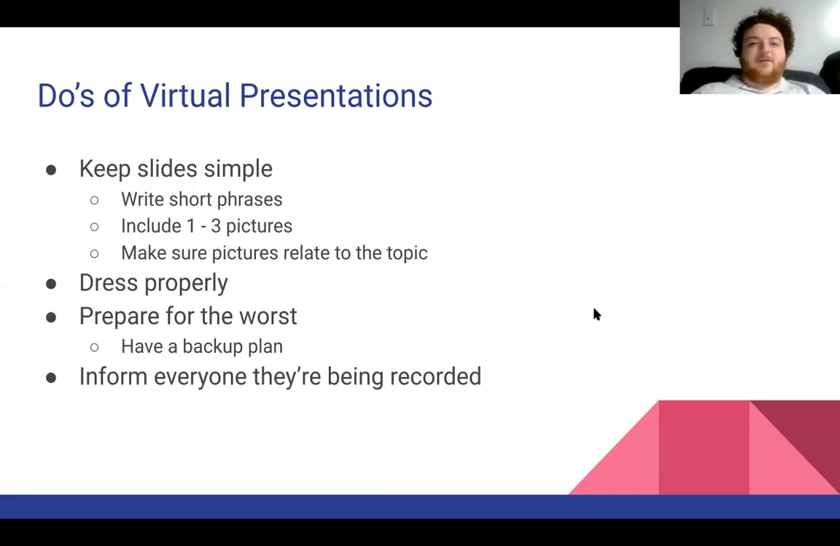And when preparing for a presentation, you should prepare for the worst. You should develop a backup plan. What if the Zoom meeting crashes? What if it was never recording? What if your PowerPoint just stopped all of a sudden? You need to prepare for anything that could happen. And before you go into a meeting, you should inform everyone they're being recorded and ask if they are comfortable with being recorded. It gives everyone enough time to leave the presentation if they feel uncomfortable with being recorded.